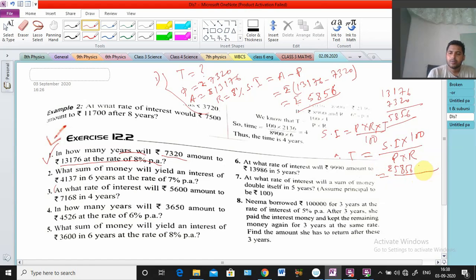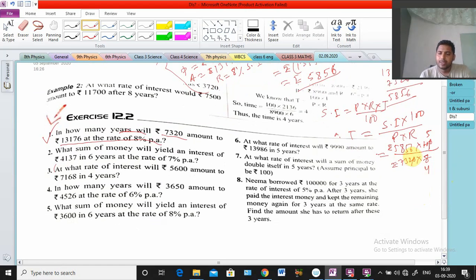Into 100. And P, sir, how much? P is 7,320, into the rate of interest, what, sir? 8. Okay, now do cancellation. See here, 10 10 will be cancelled. Here 10 means 2 5 are 10, 2 4 are 8. Okay, clear?